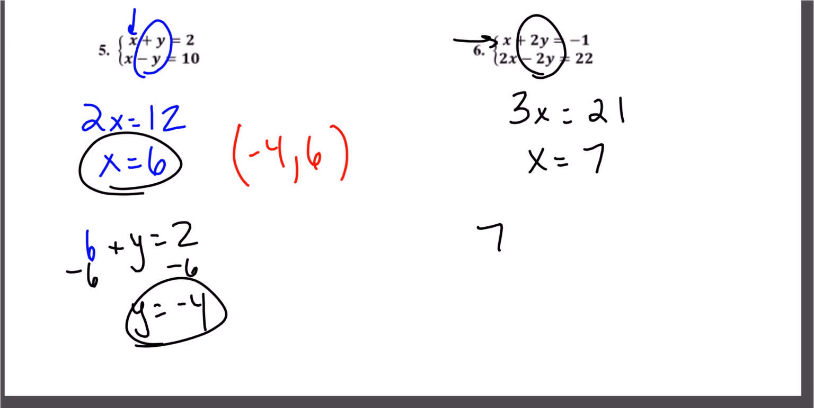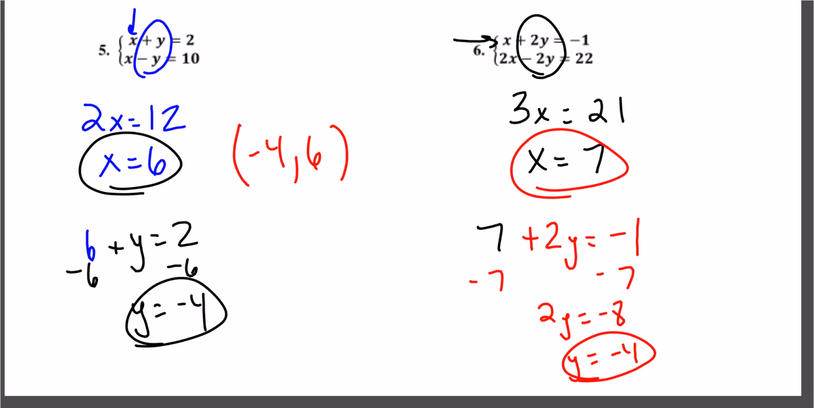7 plus 2y equals -1. I'm going to subtract 7 from both sides. I get 2y equals -8. So y equals -4. I have a y, I have an x. I'm going to tie them together as an ordered pair. So your ordered pair is going to be 7, -4. And that's it for the front page.